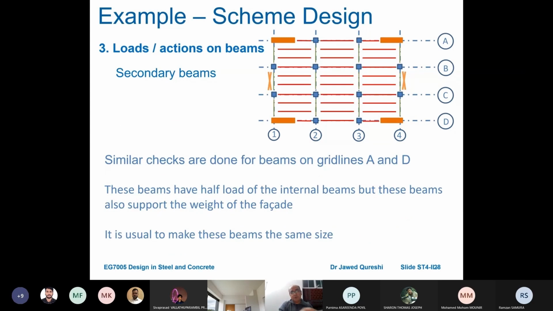Similar checks can be done for grid lines A or D. The beams have half load of the internal beams, but these beams also support weight of facade. So these outside beams have half of the load of internal beams, but they support weight of the facades. It is common practice to make these beams the same size.